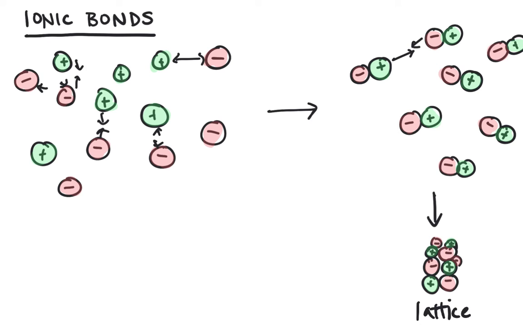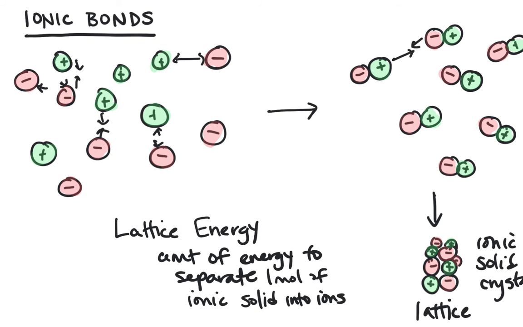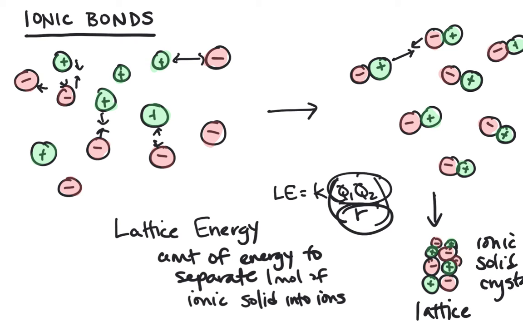These are regular ordered arrangements of cations and anions. And the change in energy that occurs upon formation of this ionic solid crystal from its component ions in the gas phase is called the lattice energy. The lattice energy is the amount of energy you'd have to add to separate 1 mole of the ionic solid into its ions. And the lattice energy is given by the equation that we've seen before, Coulomb's law. So the lattice energy depends on both the charges of the ions, as well as the distance between them, the bond length.